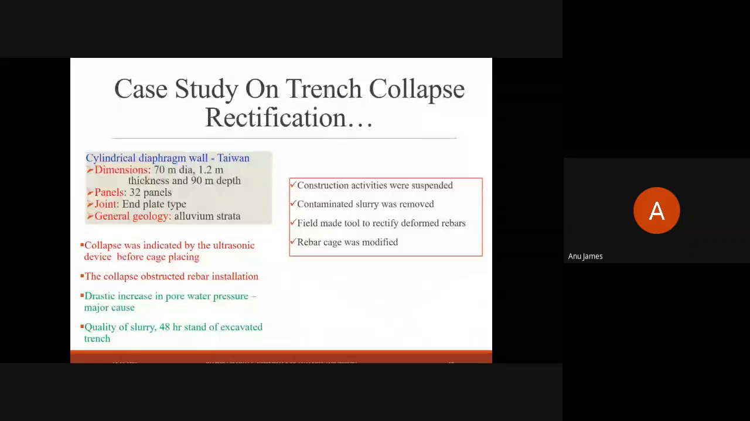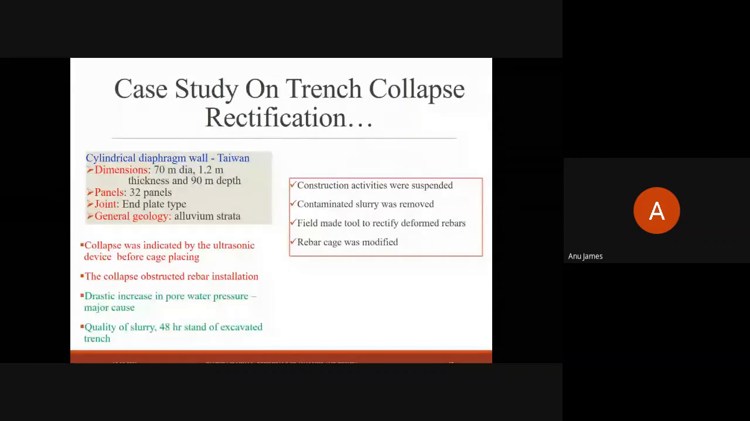Upon investigation, it was found that an increase in pore water pressure was the major cause of the collapse initiation. In addition to that, there was a deterioration in the quality of the slurry, and a longer unsupported standing time of the excavated trench. All these resulted in the collapse of the system.